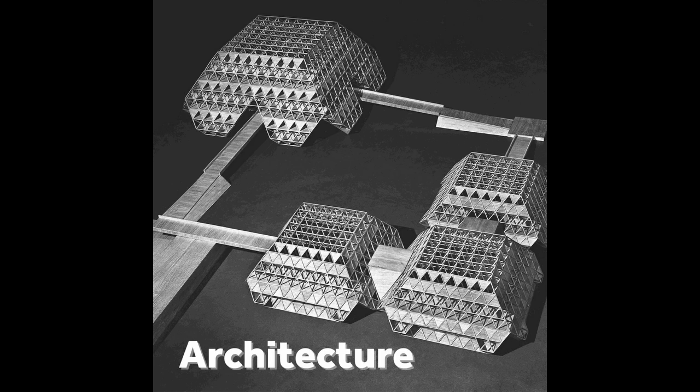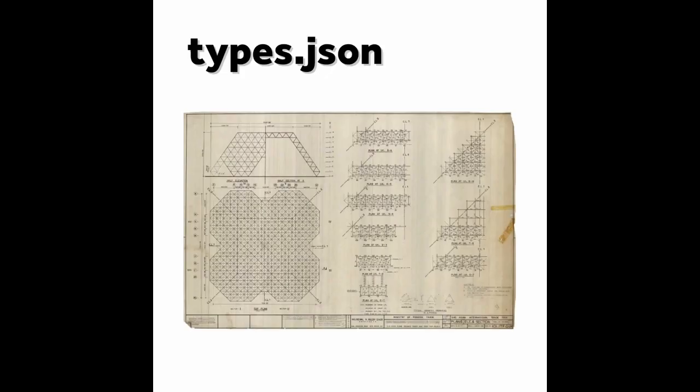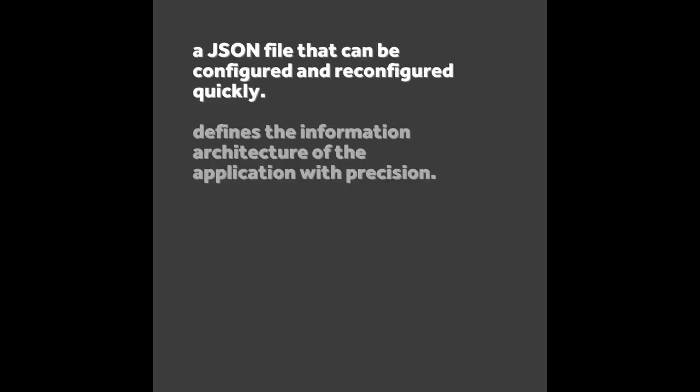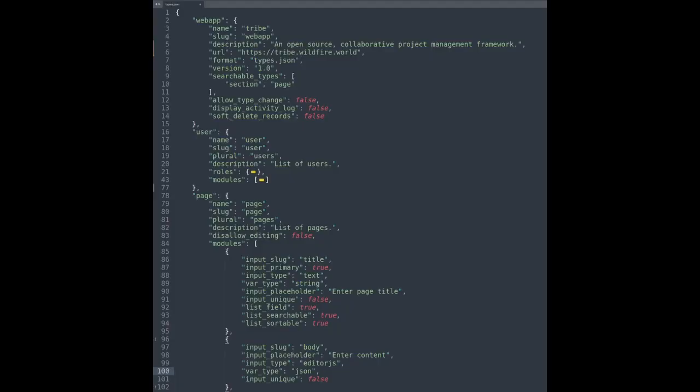Now let's go deeper into the architecture of Tribe. One of the core elements of Tribe is a config file called types.json. It is a pure JSON file that can be configured and reconfigured quickly. It defines the information architecture of the application with precision. And it looks somewhat like this.